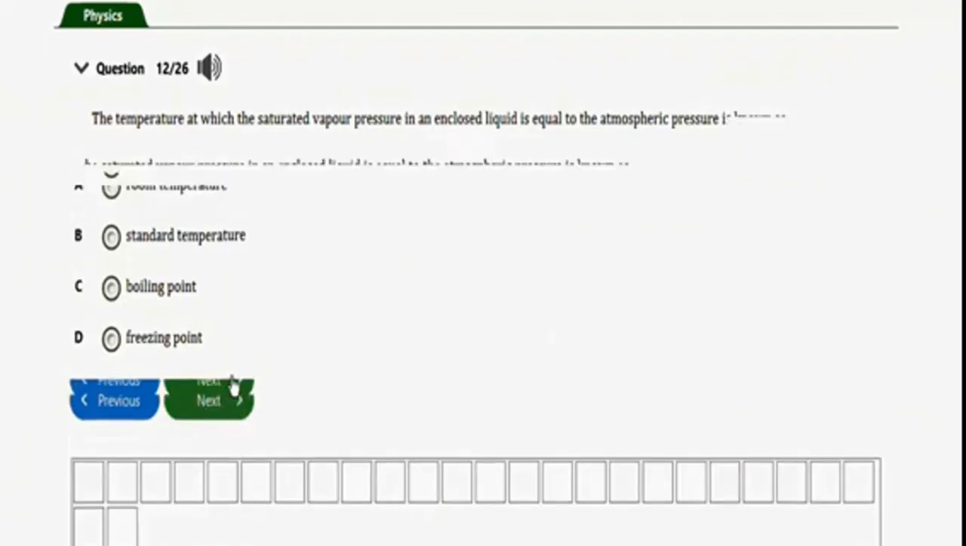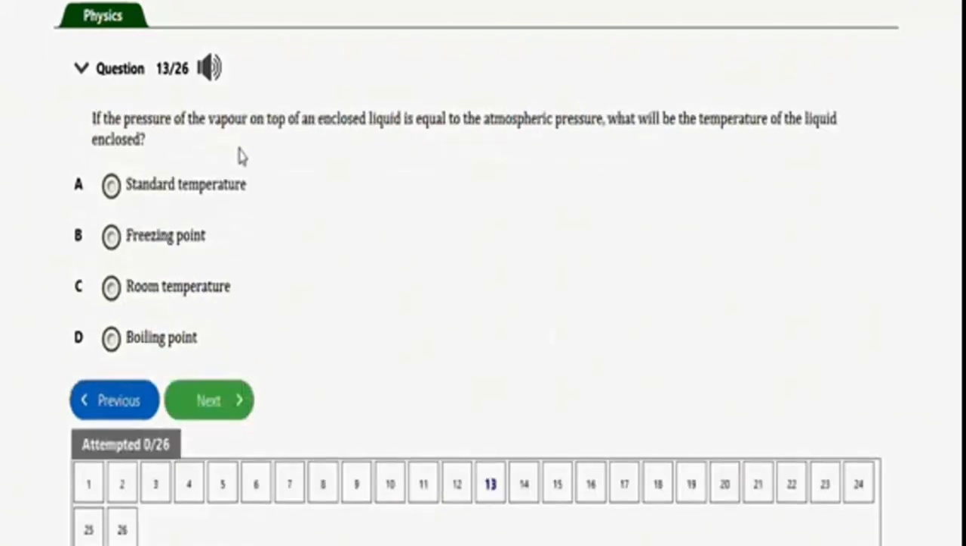Next question will be this one. It says if the pressure of the vapor on top of an enclosed liquid is equal to the atmospheric pressure, what will be the temperature of the liquid enclosed? So they just twisted the question, so it's still boiling point. Option D is correct, boiling point.